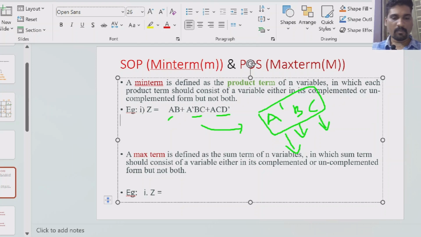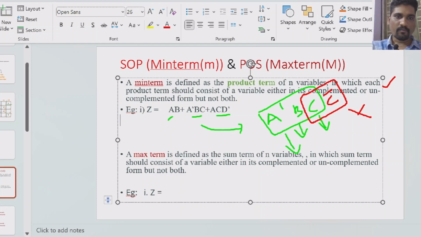Now what will happen? Suppose I consider something like this. If I consider C bar, what will happen? The entire thing will become 0. Why is the entire thing becoming 0? The variable is appearing in both complemented form as well as uncomplemented form. This should not be like this. So that is the meaning of the definition of the minterm.